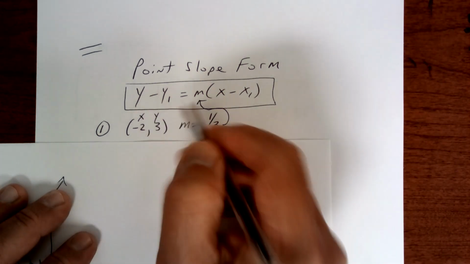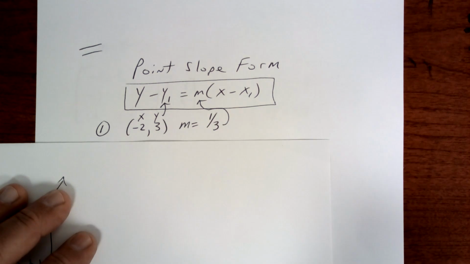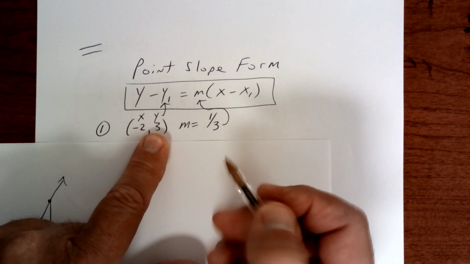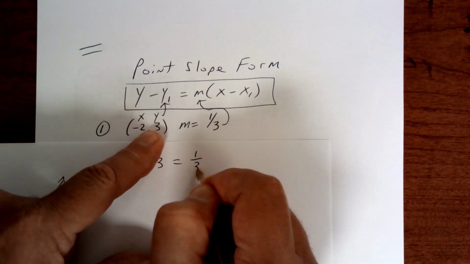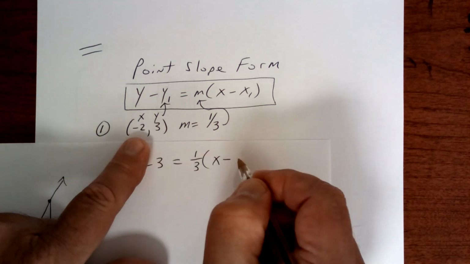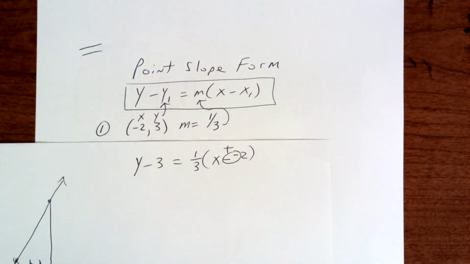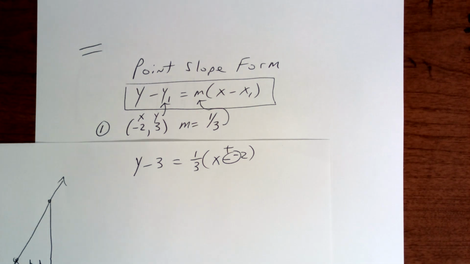But the y, the second one goes here. So it's going to be y minus 3 right here equals your slope, and then x minus your x, and that's a negative as well, so that'll become a plus. That's called point slope form. Now, the harder problem is solving this for y, and I'm not going to teach you that yet. This is good enough for today.